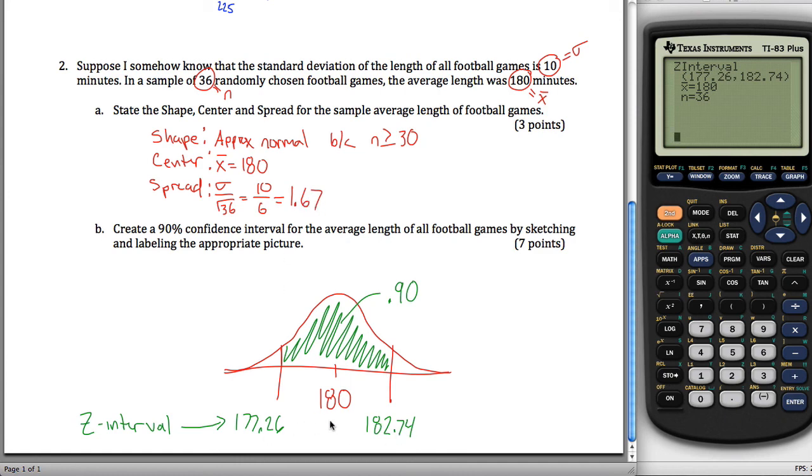So what this is saying is I don't know mu. I don't know the average length for all football games, but I am 90% certain that that value is some number between 177.26 minutes and 182.74 minutes. So I guess that's my answer, and that is the end of this quiz.